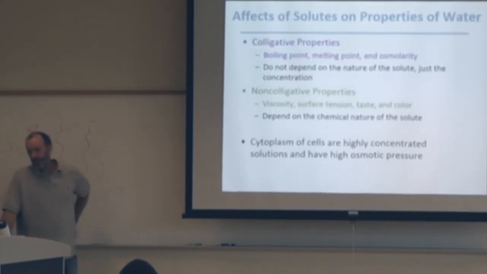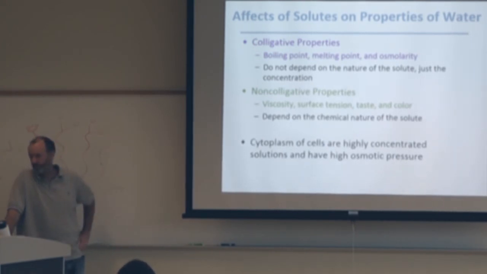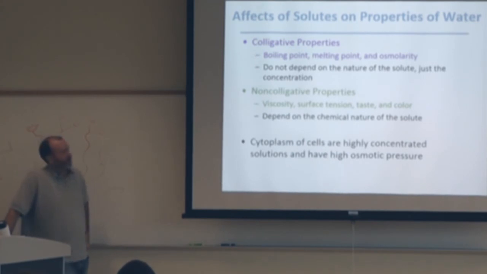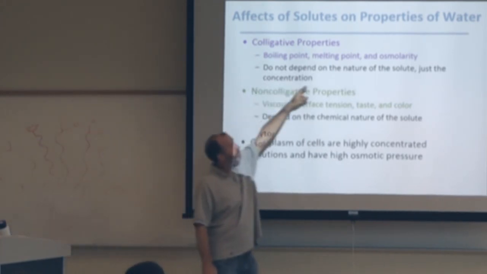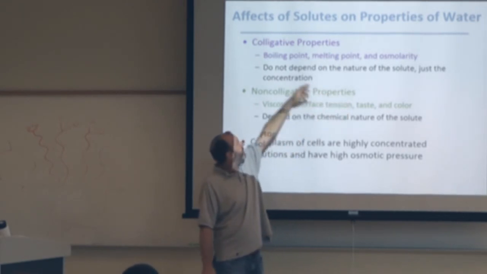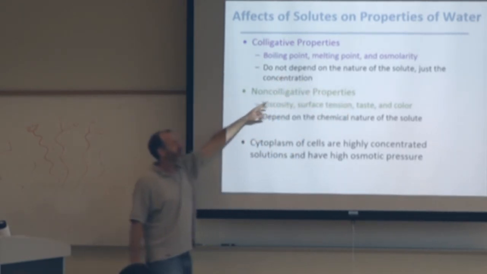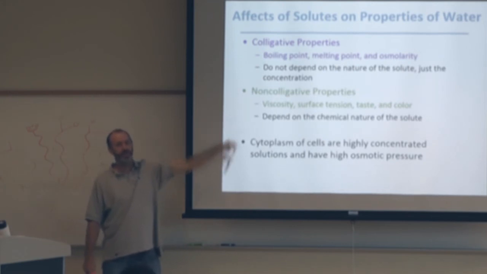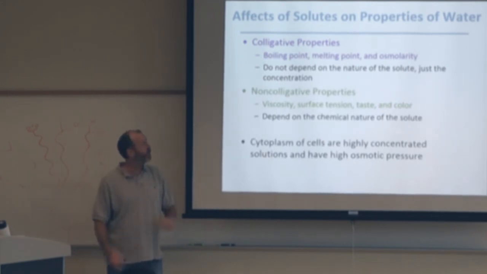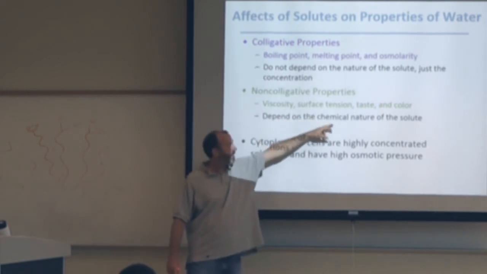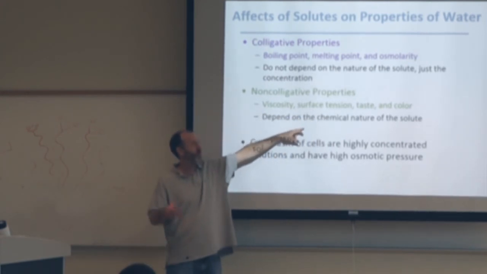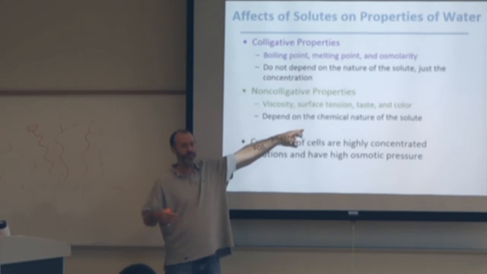Effects of solutes on the properties of water. So here we are at the colligative properties again, just basic old chemistry. Colligative properties include boiling point, melting point, and osmolarity. They do not depend on the nature of the solute, just the concentration, right? So it's the number of particles in that solution. Non-colligative properties include viscosity, surface tension, taste, and color, and they depend on the chemical nature of the solute.